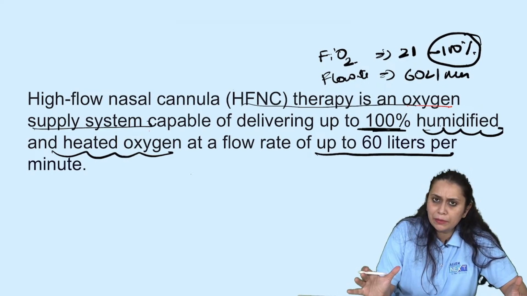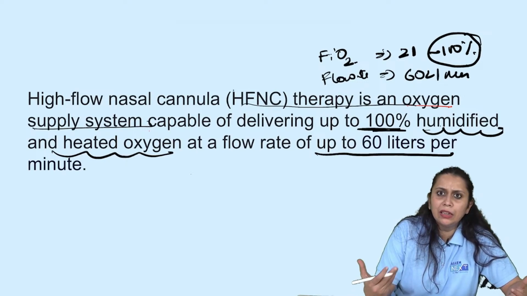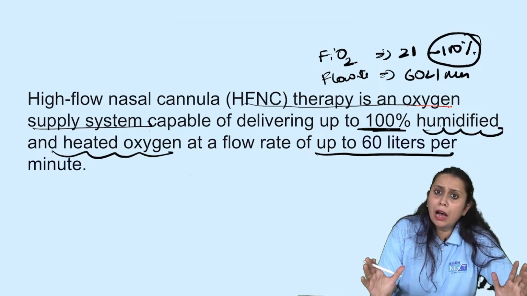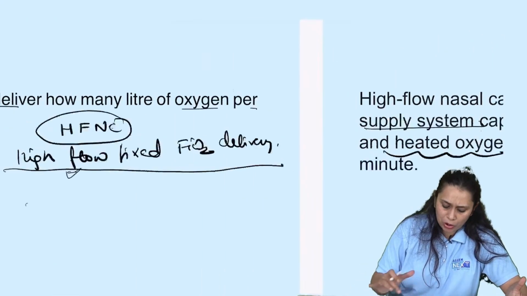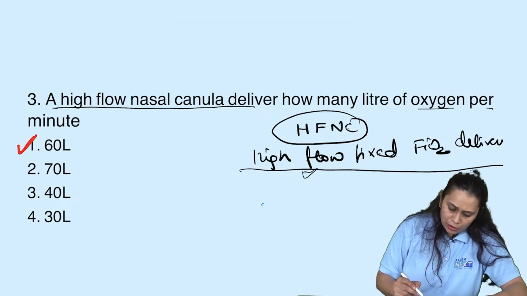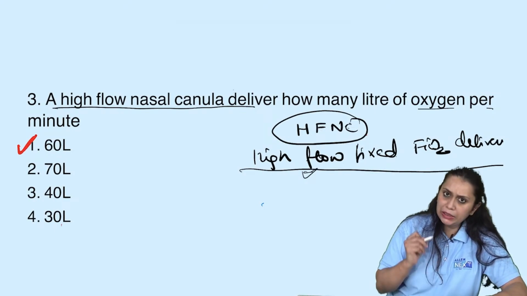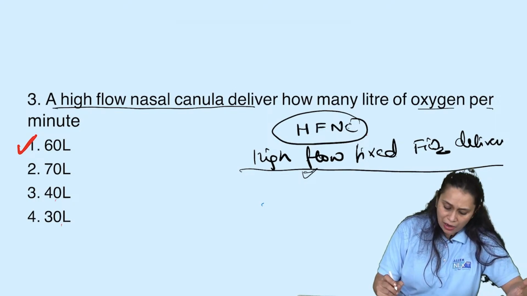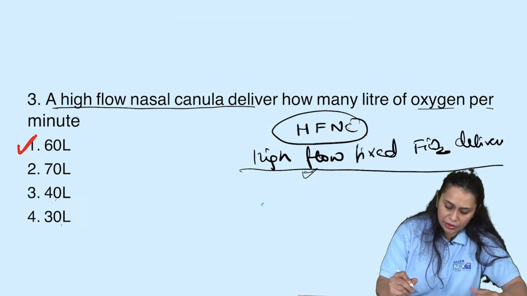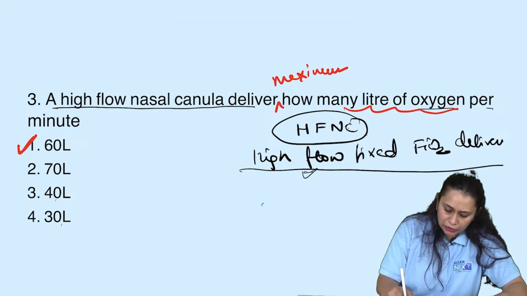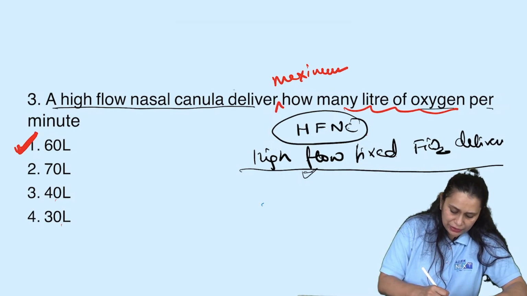There are some devices coming in high flow devices which can give even more than 60 liter, but maximum HFNC gives up to 60 liter per minute. So according to me, the answer has to be 60 liter per minute. It can give 30 liter, it can give 40 liter, but they have asked the maximum in the question: the HFNC delivers a maximum of how many liters of oxygen per minute? Answer is 60 liter per minute.